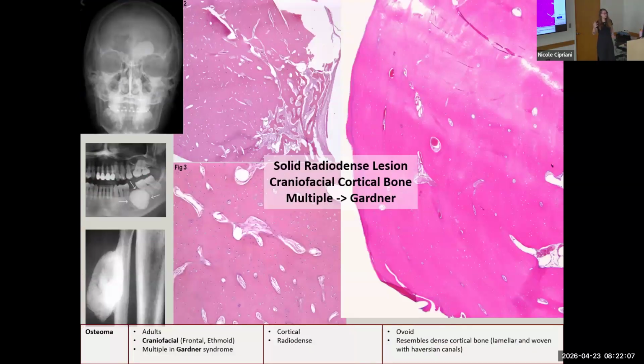Okay, moving into bone. So osteoma: solid, radiodense, thick lamellar bone.